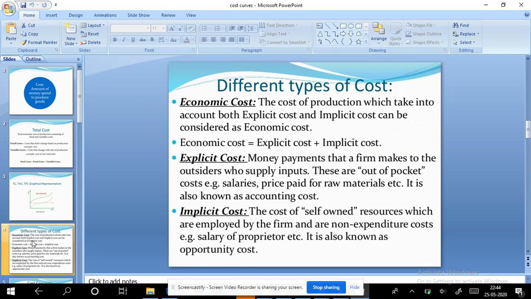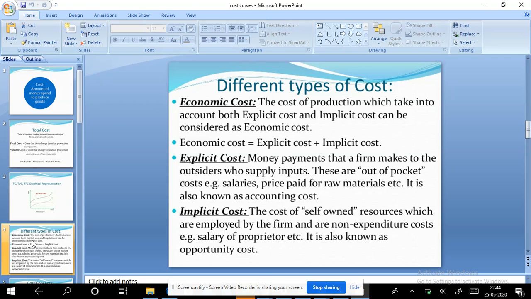And there are different types of cost. One is economic cost, which is the addition of two costs: one is explicit cost and the second one is implicit cost. Explicit cost means money payments that a firm makes to outsiders who supply inputs. That means whatever cost they are paying to the outsider to purchase those factors of production.